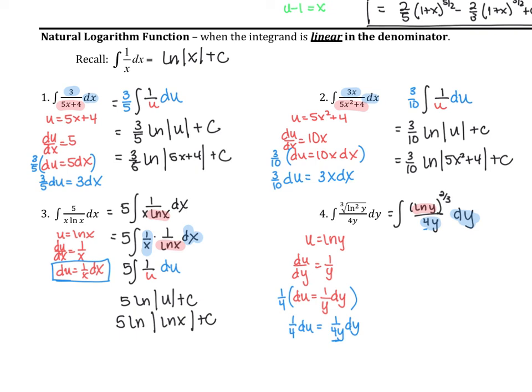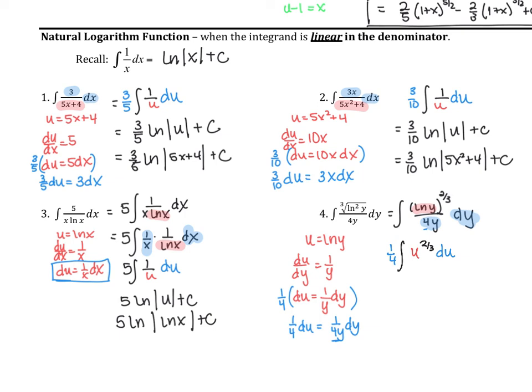Okay, so let's go back and make substitutions for all this. So I'm going to have the 1/4 outside. So let's pull that out. 1/4 of the integral of u to the 2/3 and then du. So 1/4 u to the 2/3 du.